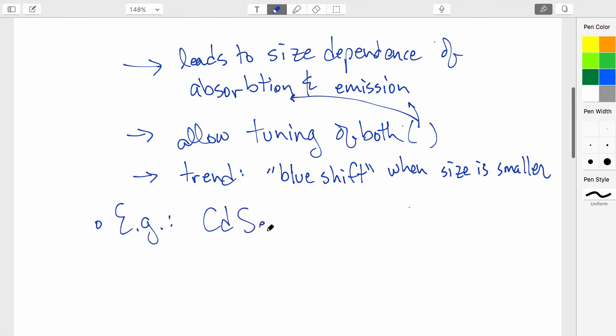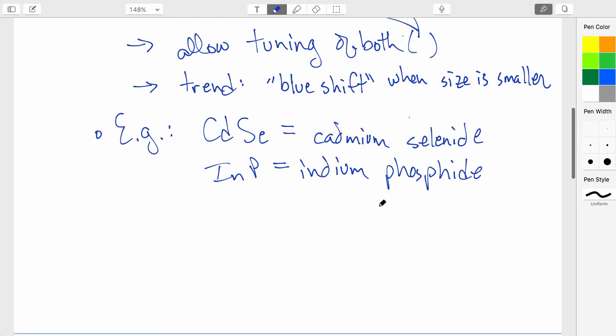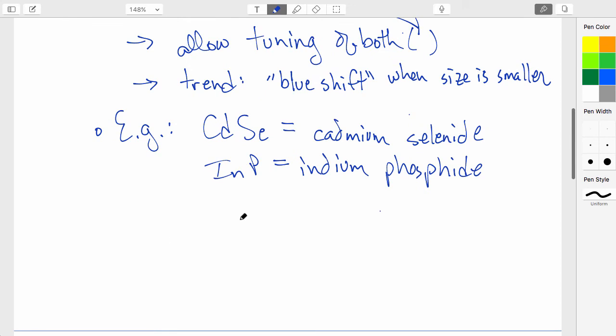All right, so we have an example of a semiconductor quantum dot that's actually very, very common. And this is cadmium selenide. We also have another example of indium phosphide. So these are just two semiconductors, and they're very, very common. I wanted you to write them down so that you're familiar with them. And many kinds of quantum dots come from those.